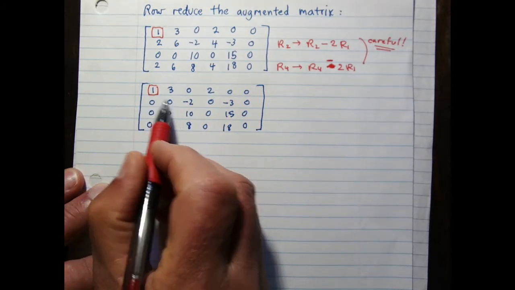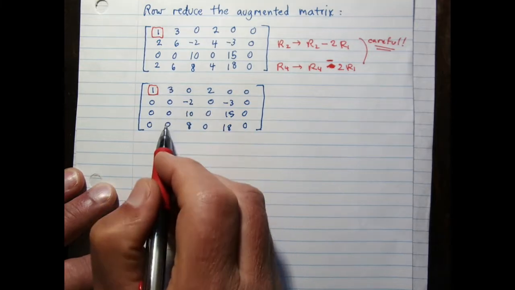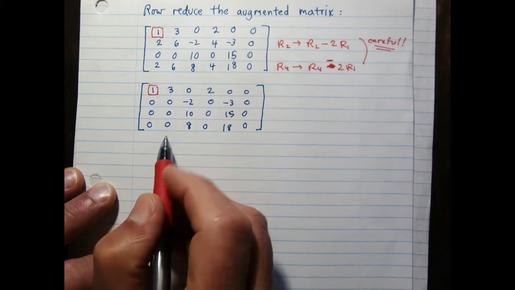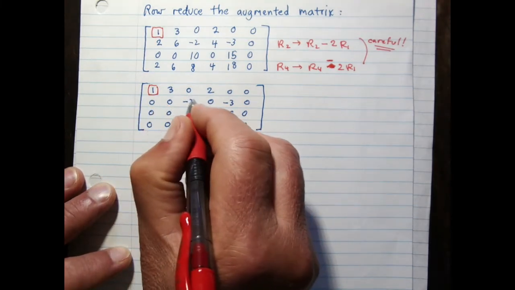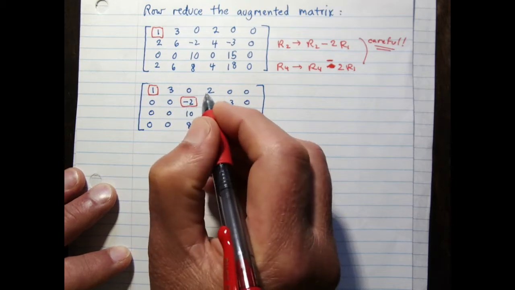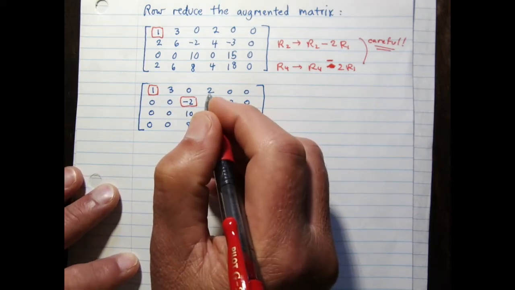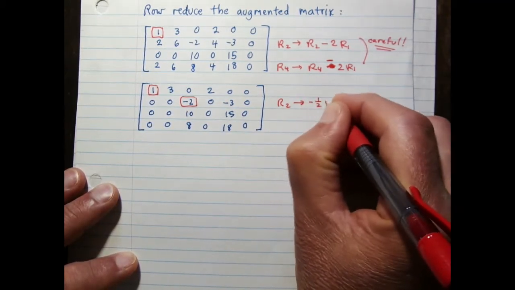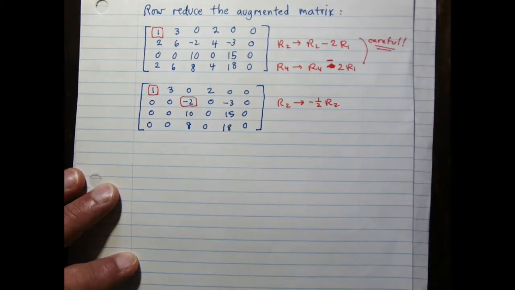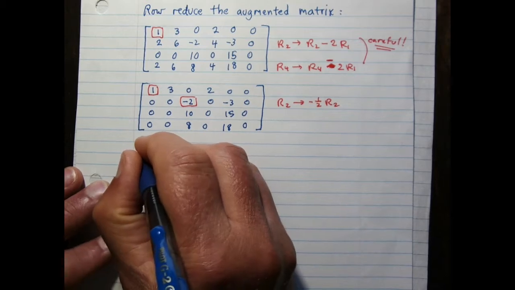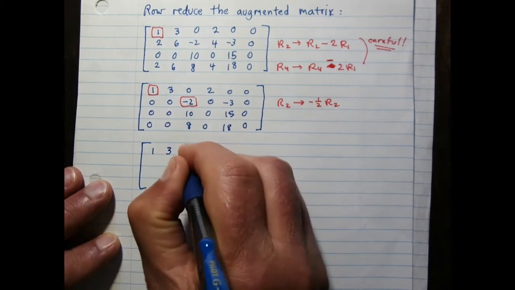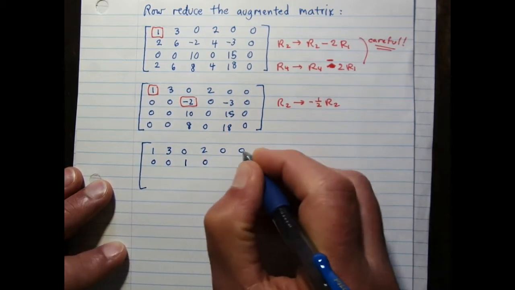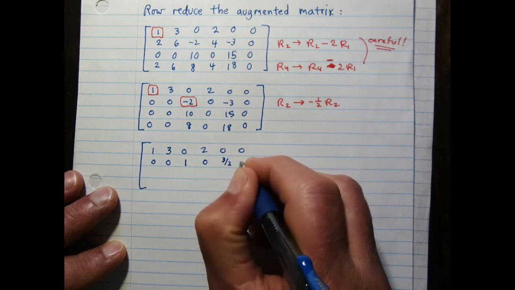Okay, so now I got a pivot in my first column, zeros below. I'm working diagonally for my next pivot. I'm not going to have a pivot in the second column because I only have zeros diagonally and down from that. So for the second row, I have to move all the way over to the third position before I can get a pivot. So I'm going to take row 2 and replace it with negative a half row 2. So I have 1, 3, 0, 2, 0, 0, and here I'm making a change. 0, 0, 1, 0. I'm going to have 3 halves. I get a fraction. That's going to happen.